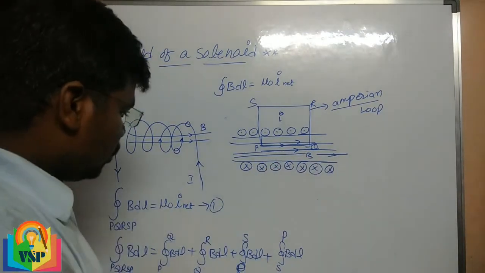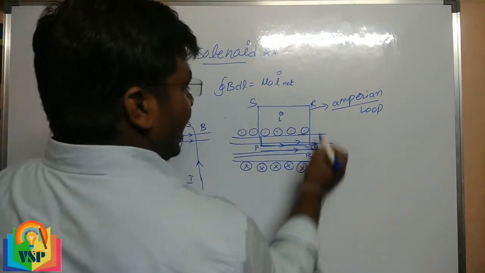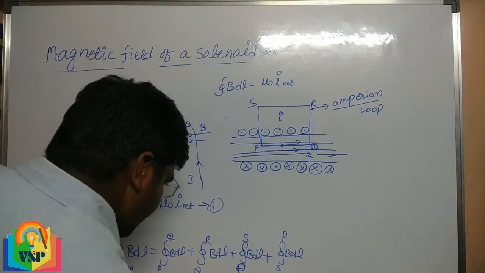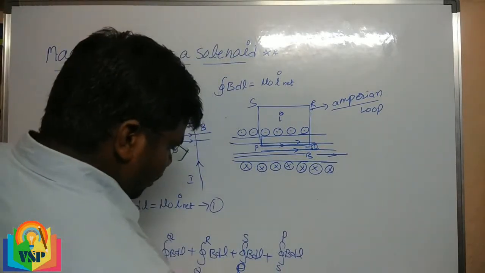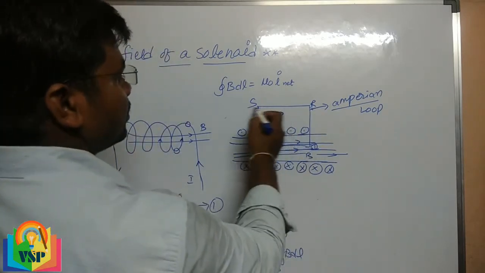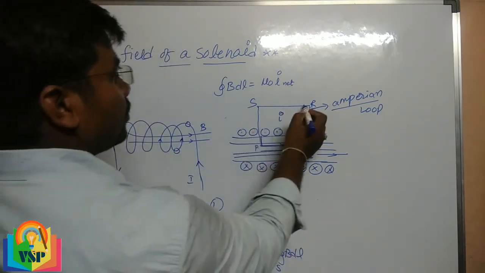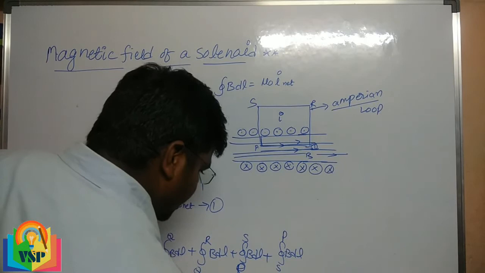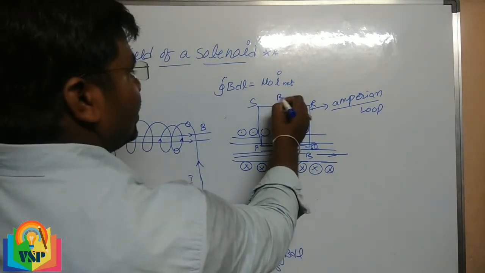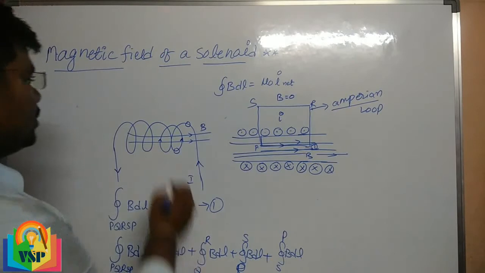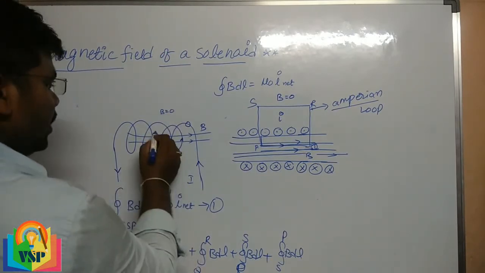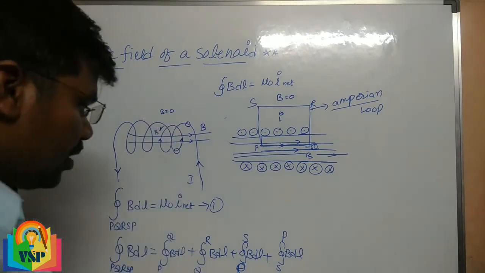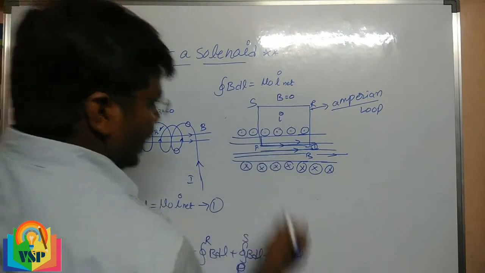Here Q2R, the angle between Q2R and B is 90 degrees, theta is equal to 90 degrees. Then R2S, 180 degrees. But here B is equal to 0 outside the solenoid. Here B is equal to 0. Only here B is maximum. Okay, here S2P is 90 degrees.